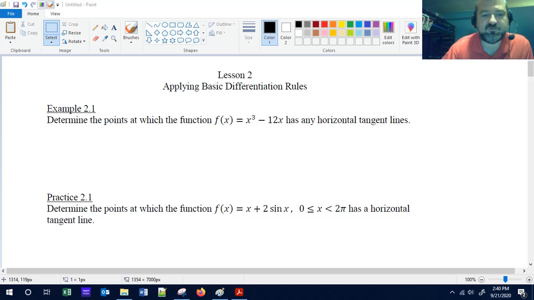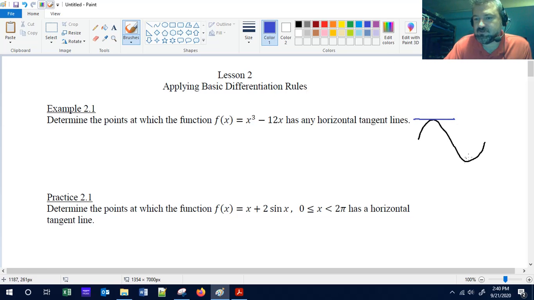So here we go. Determine the points where the function f of x is equal to x cubed minus 12x has any horizontal tangent lines. A horizontal tangent line is an extremely important situation, and we'll talk a lot about it in a future unit. But we need to know at least this much right now, that if I have a horizontal tangent line, that means the slope of that tangent line is 0. Can you see these places where I have a horizontal tangent line? The slope is 0. And you might also note that they're probably pretty important points in the graph, and they definitely are. So when they ask for horizontal tangent lines, we're talking about when does the derivative equal 0.